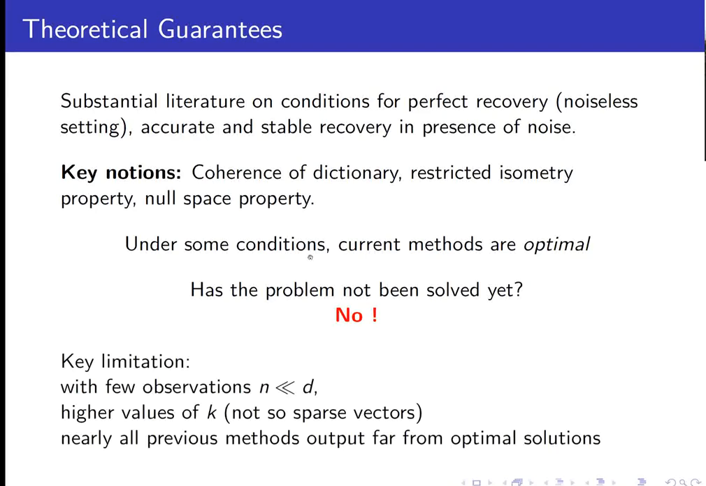So the key issue is that on challenging instances, when you have few observations, when the sparsity is large, it's not extremely sparse vectors, essentially all previous methods output far from optimal solutions or run forever, okay?